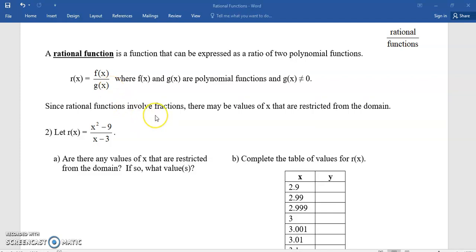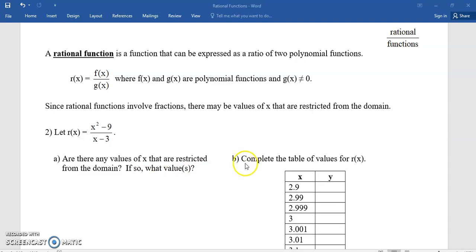Since rational functions involve fractions, there may be values of x that are restricted from the domain. So if we let r of x be this function, x squared minus 9 over x minus 3, what values are restricted from the domain? When we look at the denominator, we notice that if you set x minus 3 equal to 0, you get x equals 3. So x equals 3 would be restricted from the domain.